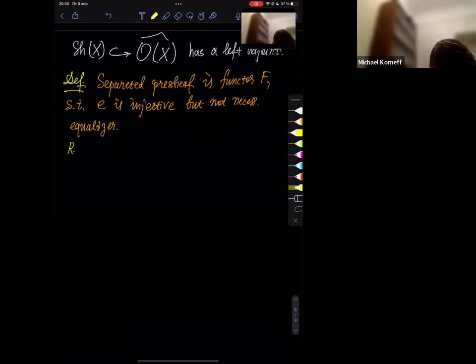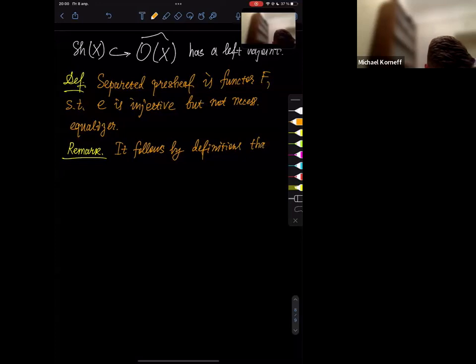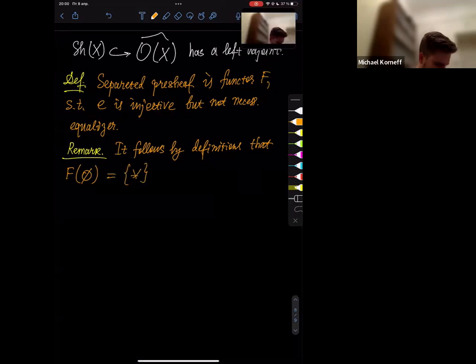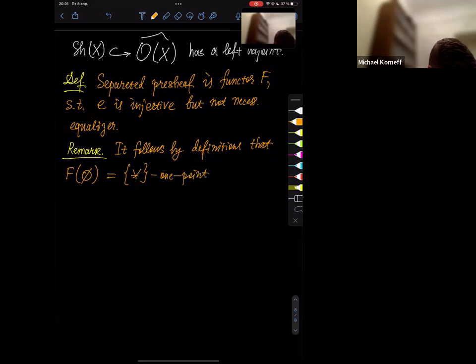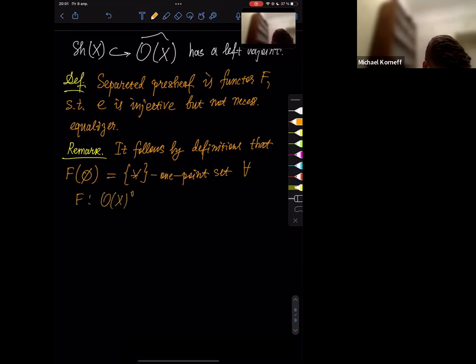Remark? It follows by definition that F of the empty set equals a one-point set for every sheaf, for any sheaf F, it's true. Okay.